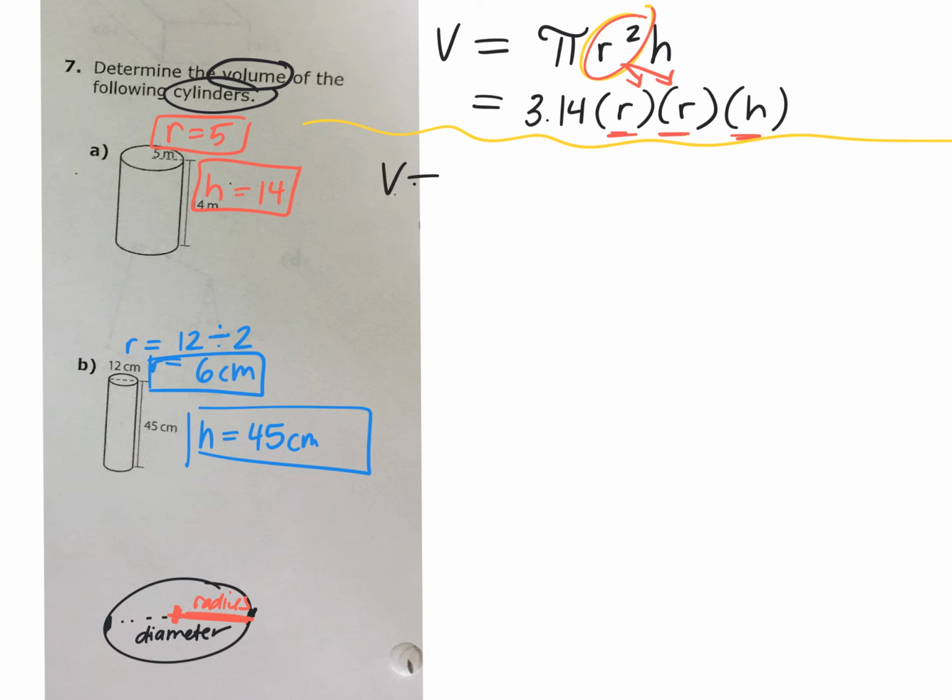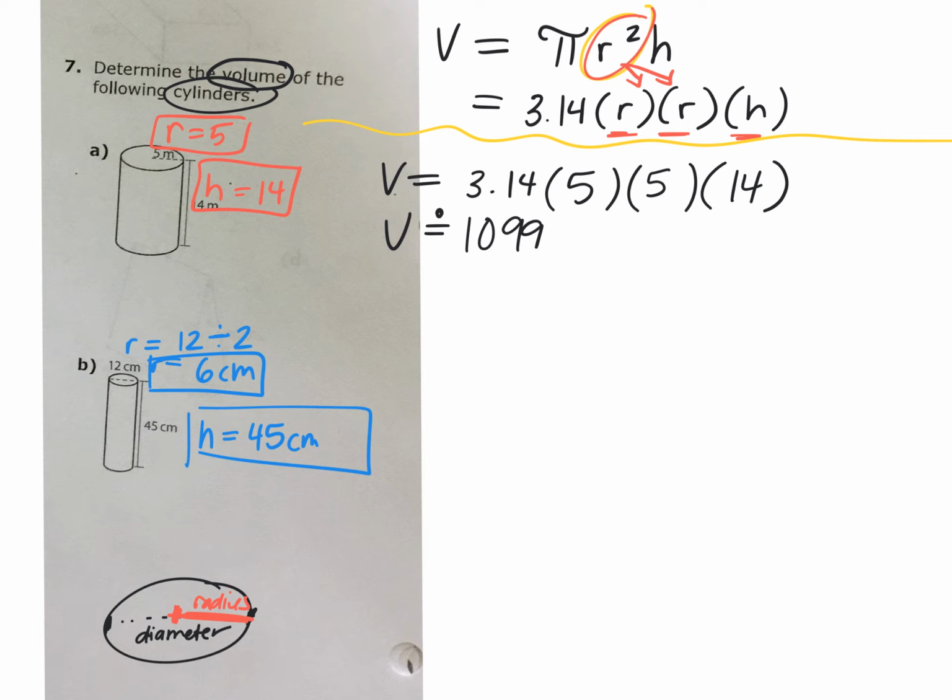Plug it into the formula. Volume equals 3.14 times radius times radius times height, so 3.14 times 5 times 5 times 14. What do we get for the volume of the first cylinder? What's the answer? So it's approximately equal to 1,099 what? What's the unit? No. Meters what? Cubed. Volume is always cubed because it's 3D.